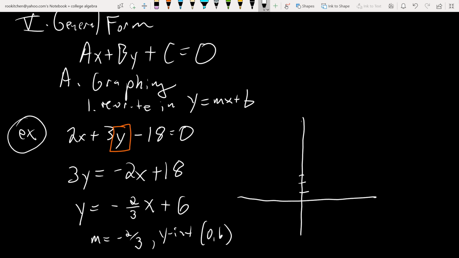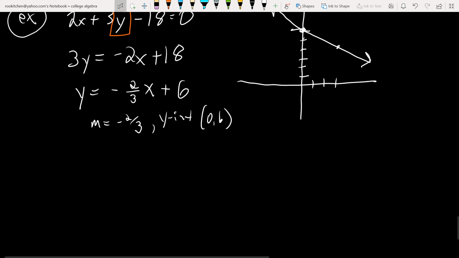0, 1, 2, 3, 4, 5, 6. And then I go down 2 over 3. So 1, 2 over 1, 2, 3. Down 2 over 3. It's right there. And there's my line. Okay, so that's one method you could use.